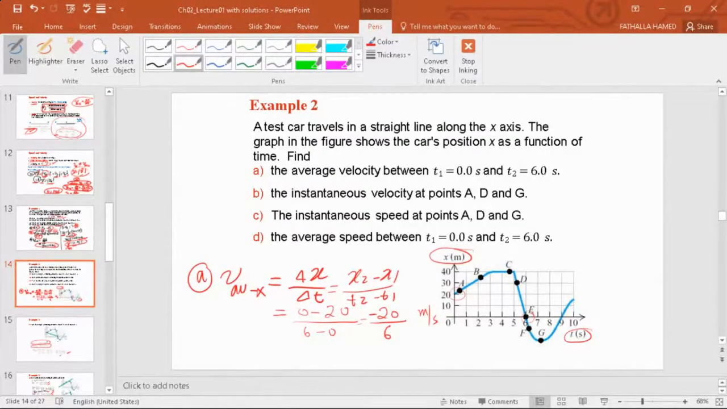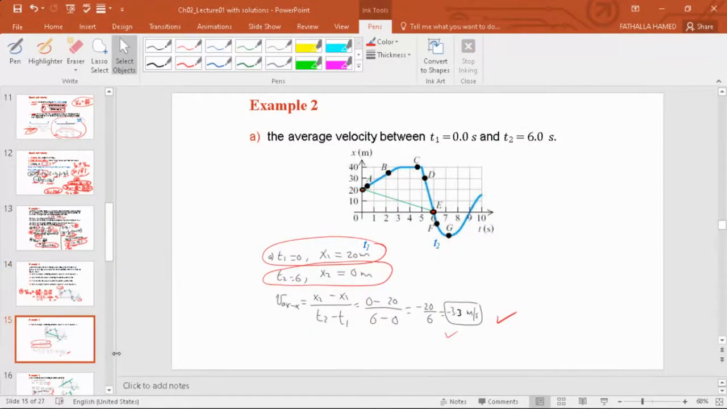And x1 happens at t equal to 0, so it happens here, and your x is equal to what? It is equal to 20. So your displacement is x2, which is 0, minus 20, divided by the difference in time, which is 6 minus 0, and it gives you minus 20 over 6 meters per second.